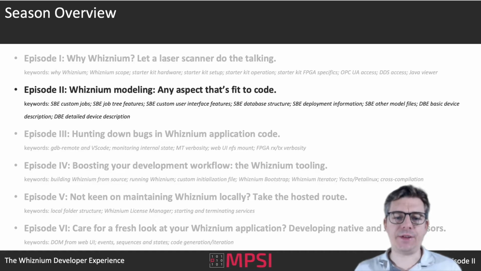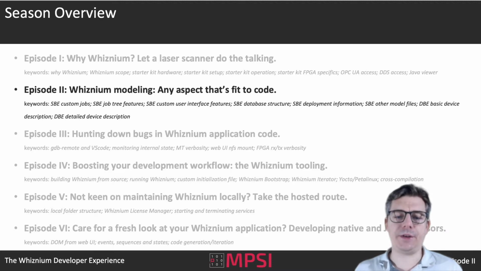This is the second episode of the Whiznium developer experience, Whiznium modeling any aspect that's fit to code. In the design phase of Whiznium, which was based on an endless flow of real-life use cases, we paid special attention to finding aspects within the projects which we had seen before in other projects. If we found an aspect that came up in variations but in similar shape in numerous projects, we decided to abstract from our various use cases, conceive a model file and base automated code generation on that model file.